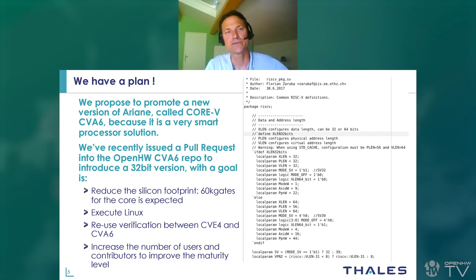Our goal is to reduce the silicon footprint. 60 equivalent kilogates are expected. Our goal is to run Linux, to also reuse the verification which is done with RISC-V, and to increase the number of users and contributors. The final objective is to improve the maturity level of this processor.